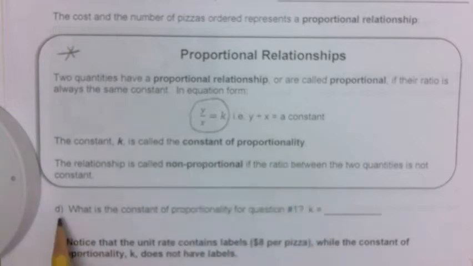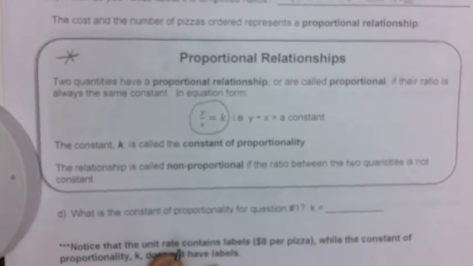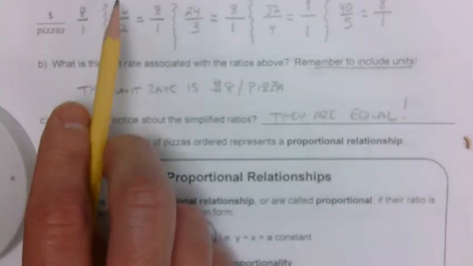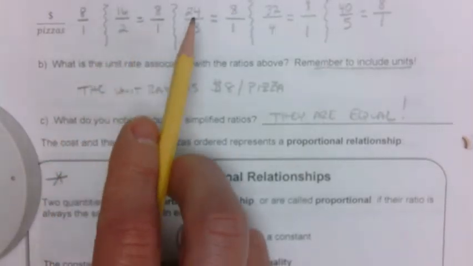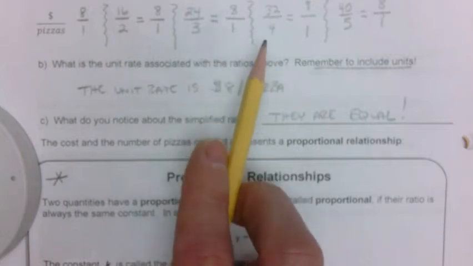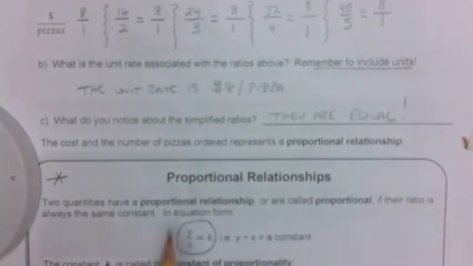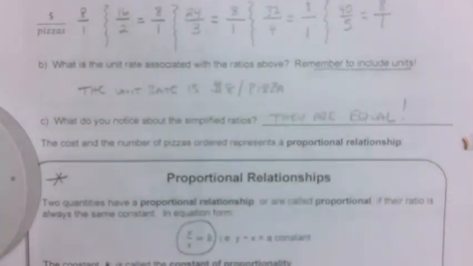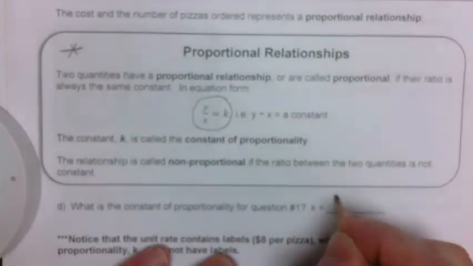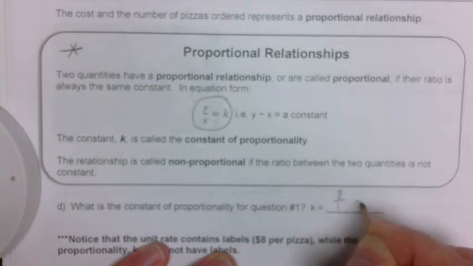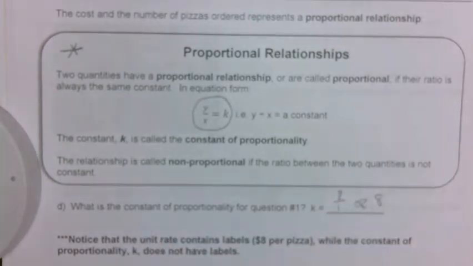In question D, it asks, what is the constant of proportionality for question number 1? If we go back up and look at what happened, when I did my division in each case, 16 divided by 2 was 8 over 1. 24 divided by 3 was 8 over 1. 32 divided by 4 was 8 over 1, etc. Everything simplified down to 8 over 1. So my constant of proportionality in this example is 8 over 1, or you can just call that 8 because 8 divided by 1 is 8. The constant of proportionality k is 8 over 1.